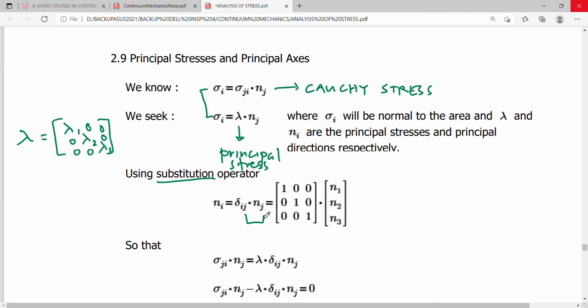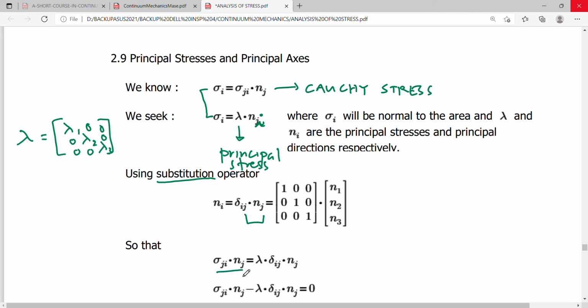And if we substitute the value of your Cauchy stress vector sigma i in terms of sigma ji nj, and taking note that we now seek a solution for lambda in terms of lambda delta ij nj, okay, so this came from this ni here. So this is simply, sorry class, this is sigma equals lambda Ni. Okay, so this is an Ni.